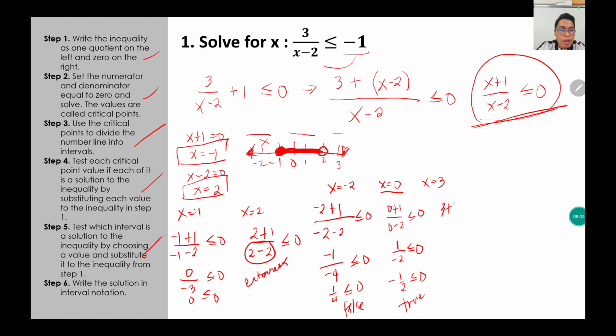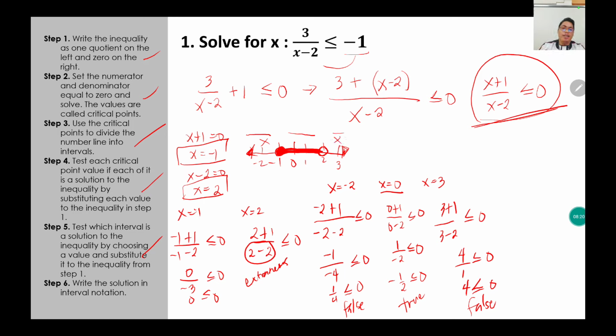Now, for x equals 3. So, (3 plus 1) over (3 minus 2) less than or equal to 0. So, it's 4 over 1 less than or equal to 0. Is 4 less than or equal to 0? False. Greater than siya. So, hindi rin siya solution. So, yun lang ang isa-shade natin.